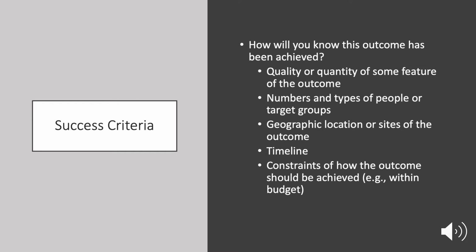The first is success criteria. How will you know when your outcome has been successfully achieved? This could be the quality or quantity of some feature of the outcome. It could be the numbers and types of people that are impacted. It could be the geographic location. It could involve a timeline of when the outcome is successfully achieved. And it could also be constraints with how the outcome is achieved, such as that it's done within the allocated budget. Most outcomes will not have all of these things.